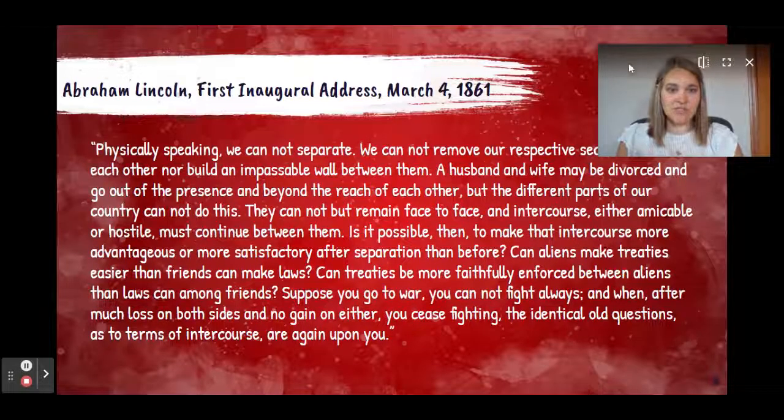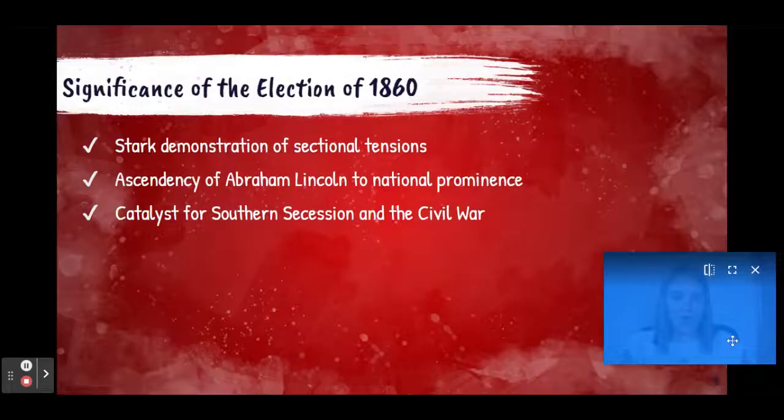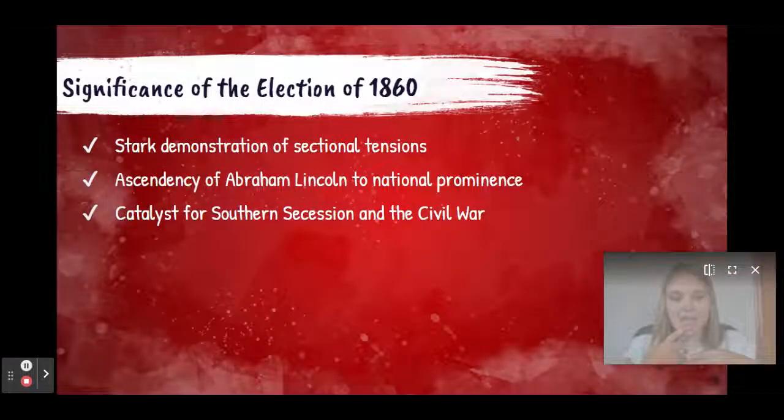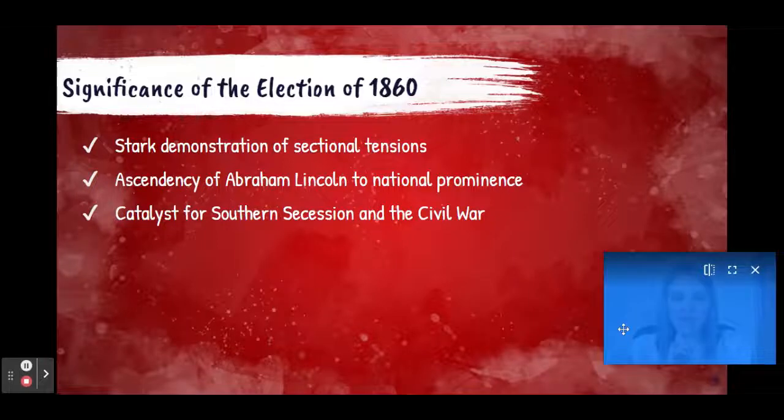And so this quote is really saying the southern states are seceding, but what benefit will that have in the long term? So finally, here we have the significance of the election of 1860. It's pretty simple. We see a stark demonstration of sectional tensions, the ascendancy of Abraham Lincoln to national prominence, and a catalyst for Southern secession and Civil War.